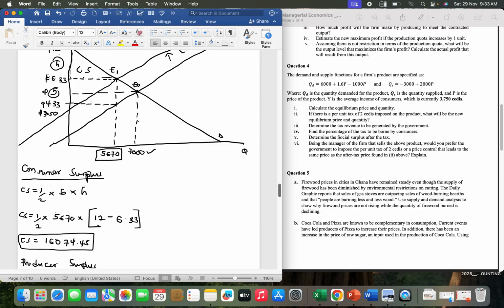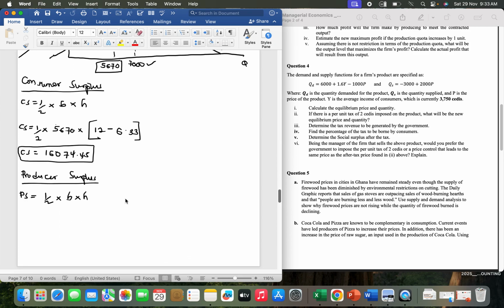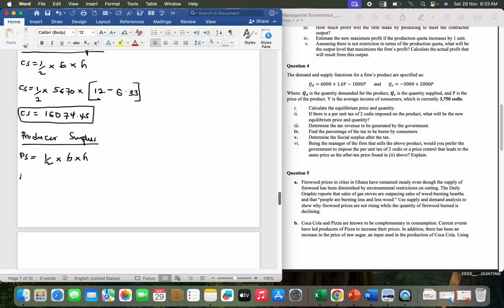So we have this side to be the consumer surplus. So basically, if I'm supposed to pick the producer surplus, I'll pick it from this end, this whole side, producer surplus. So I have producer surplus half times base times height. So let me use this then.